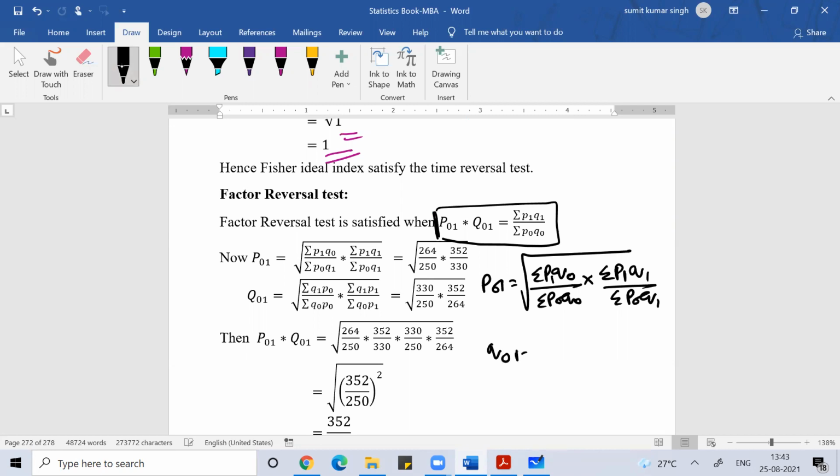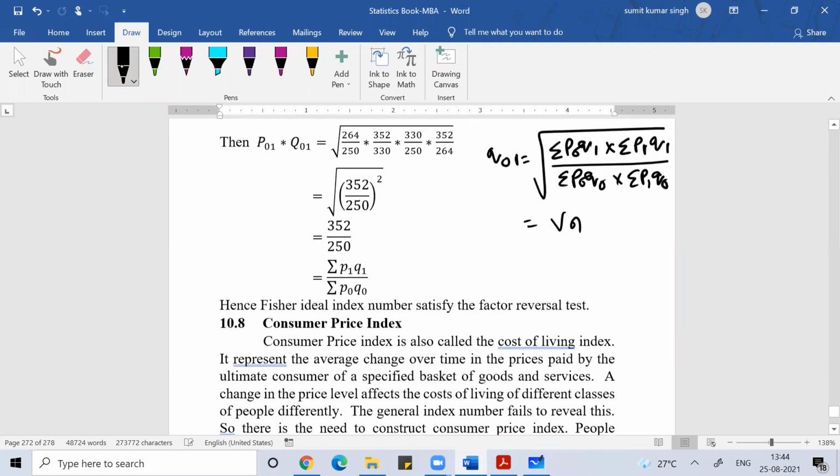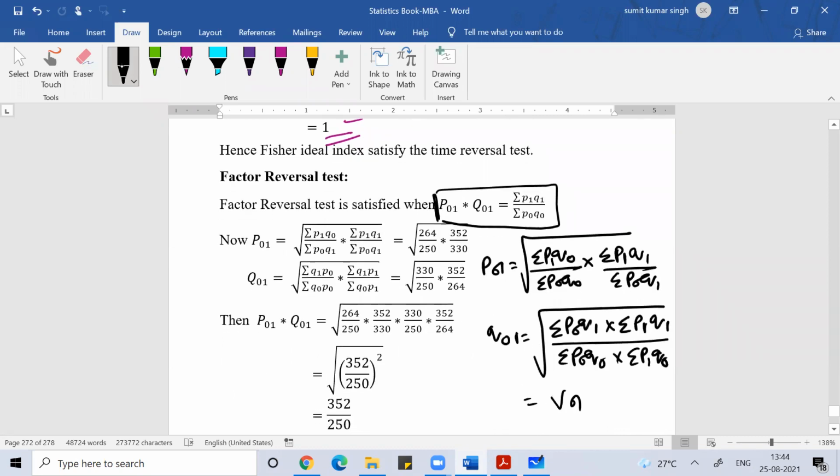Q01 will be equal to sum of P naught Q1 into sum of P1 Q1, divided by sum of P naught Q naught into sum of P1 Q naught. If you multiply them, you should get V01, the value index number. That is what the factor reversal test is all about. Clear, everyone?